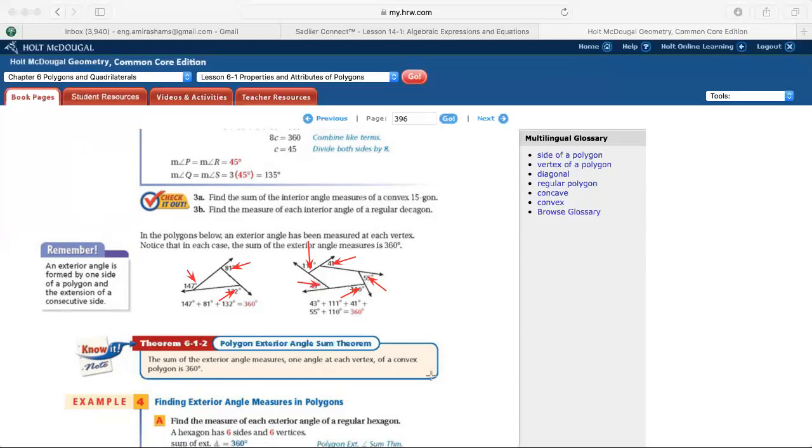You see, girls, all the angles that are outside the polygon. So I have 43, I have 111, I have 41, I have 55, I have 110. All of them are outside the polygon, so all of them are equal to 360. So the rule here: the sum of the exterior angle measures, one angle at each vertex of a convex polygon, is 360.